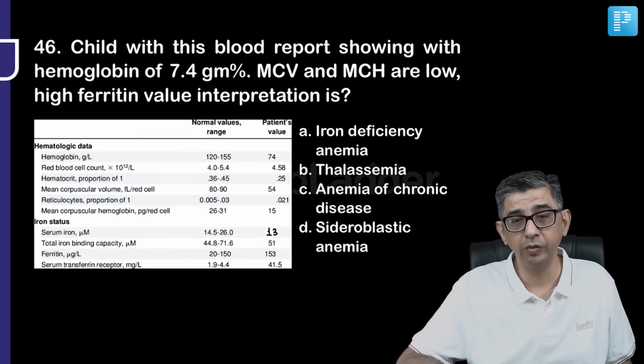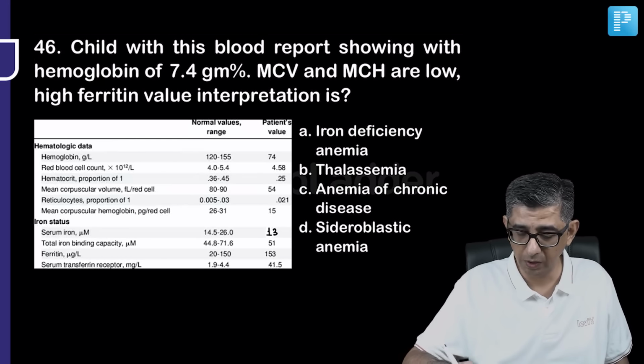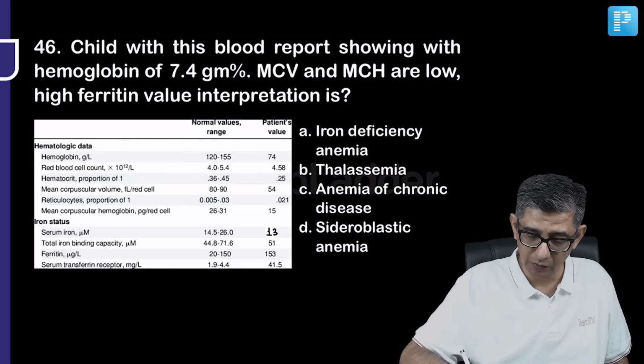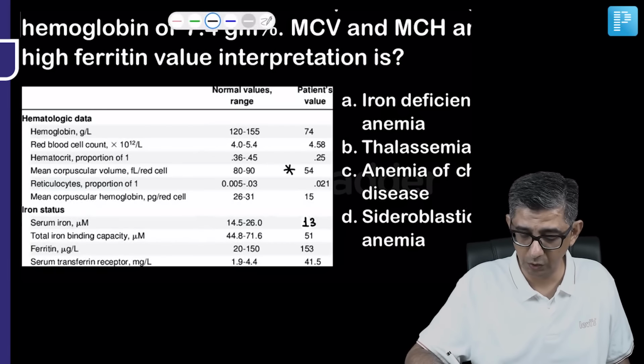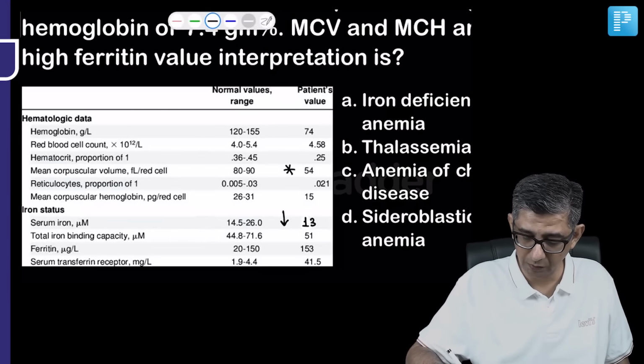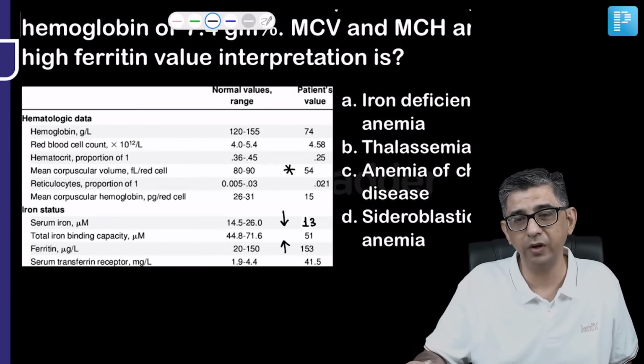Hemoglobin was 7.4, MCV and MCH were lower, as you can see here. And this was a microcytic hypochromic anemia, and the serum iron of the patient was low, and ferritin of the patient was slightly elevated. And he said, what is the interpretation?